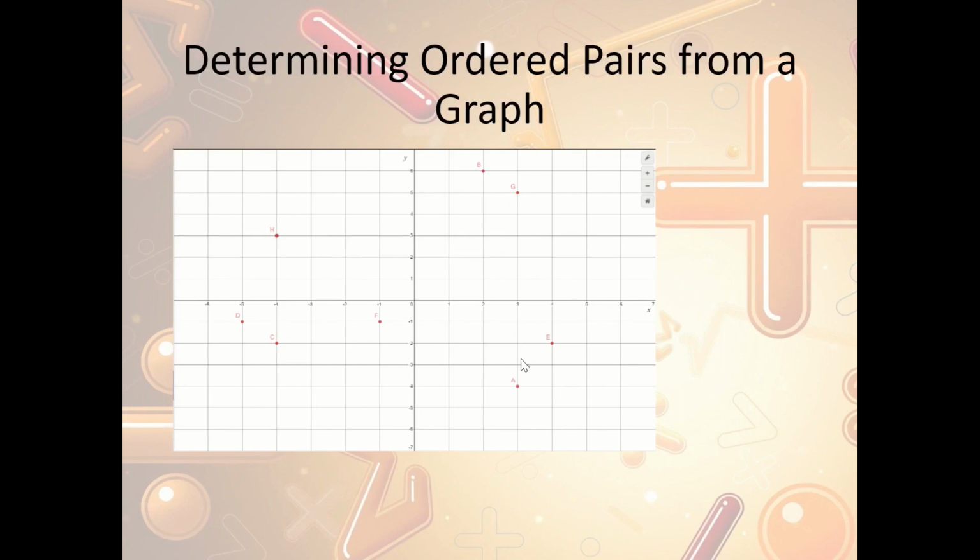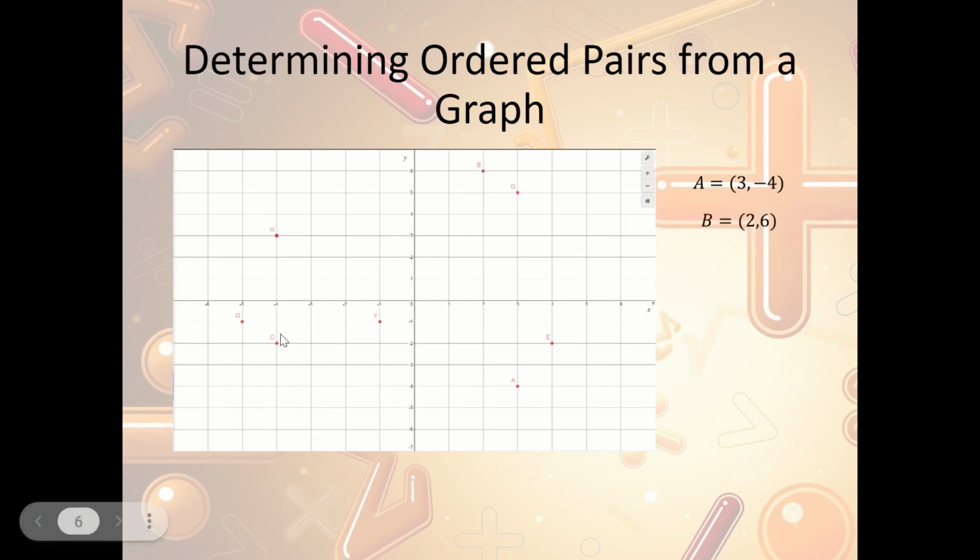So let's look at A, which is here. Well, I can see that my x value is 1, 2, 3, and my y value is down 1, 2, 3, 4. So it's x equals 3, y equals -4. So that would be my point for point A. Then I can do point B. Point B is right here. So I went to the right 1, 2, so x is 2. Y is 1, 2, 3, 4, 5, 6. So I would be at 2, 6.